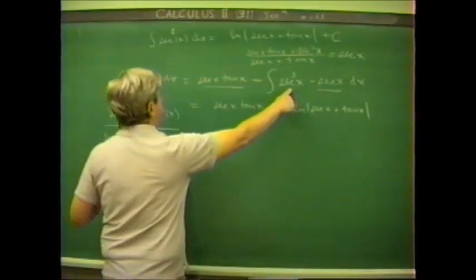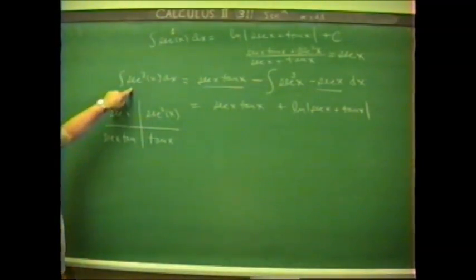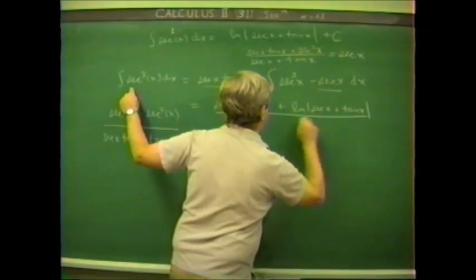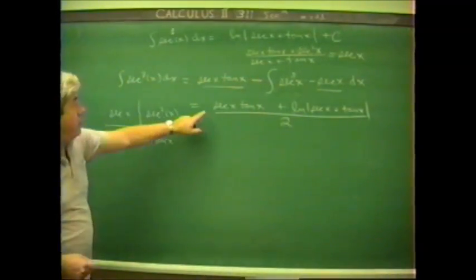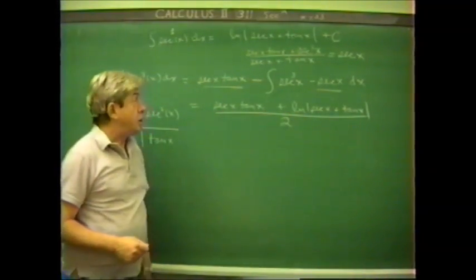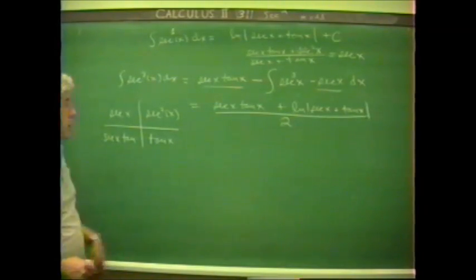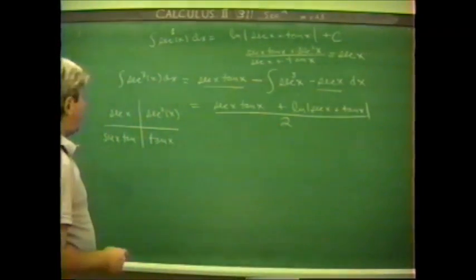Now we got another secant cubed here. We'll bring that over to this side. We'll have two of them and divide by 2. So the antiderivative of secant cubed is secant x tangent x plus log of secant plus tangent, over 2. So that gives us secant cubed.